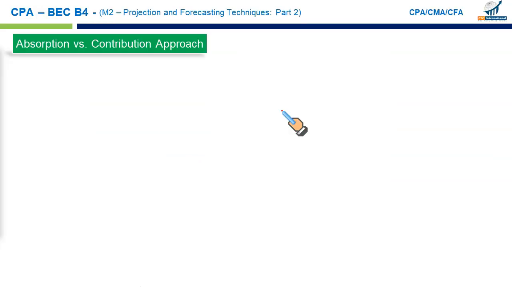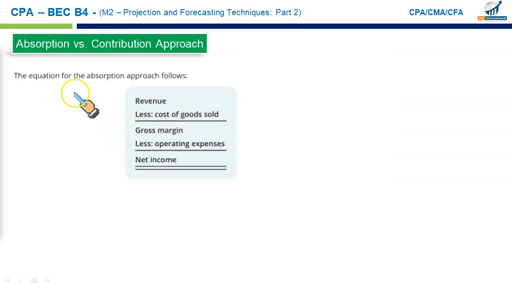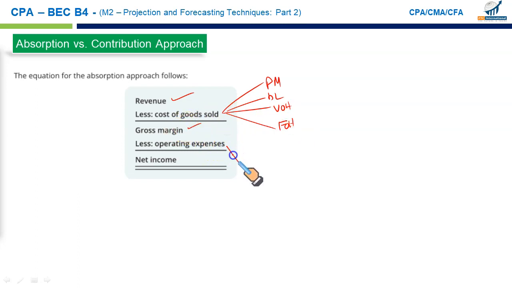Absorption versus contribution approach. Okay, now here we go. This is quite a simple explanation of the concept. The equation for the absorption approach is as follows. We have our revenues, and from this we deduct our cost of goods sold, which is made up of four things: direct material, direct labor, variable overheads, and fixed overheads. When you deduct these, you get the gross margin, and from this you deduct your operating expenses, which of course are variable selling and admin and fixed selling and admin, and then you get your net income.